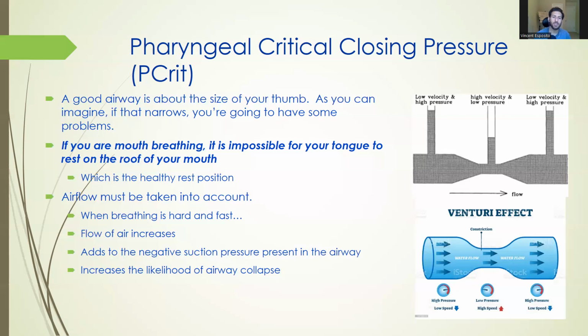And this is why airflow is so important, right? Because if you're breathing hard and fast, the flow of air increases. This is going to increase the negative suction pressure, which again increases the likelihood of airway collapse. If we're breathing through the nose, the flow is going to be lower simply because it's a smaller cavity compared to your mouth. You're also going to get the benefits of nitric oxide, which we've already talked about. But it's also going to decrease some of that negative suction pressure, so it's less likely to collapse.